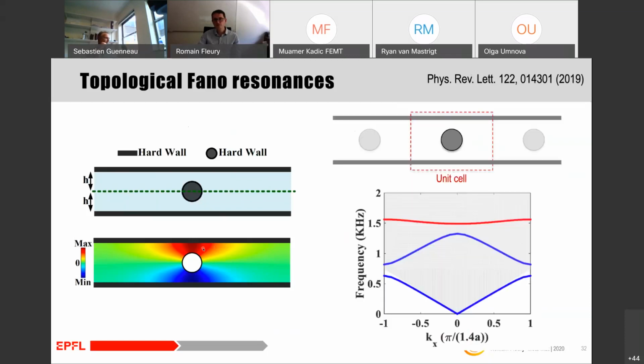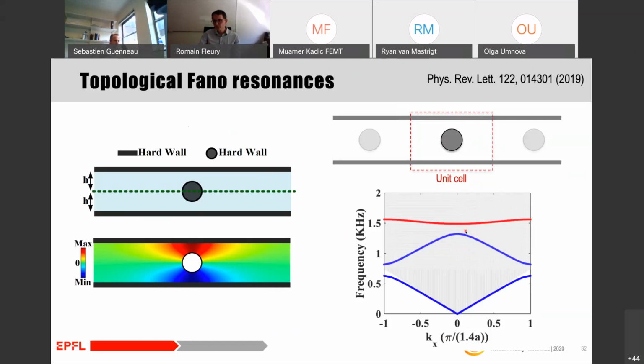So let's consider first what happens when you have a periodic array of such rods. So that's my unit cell, and I just look at the band structure. I have two kinds of bands, the blue and the red. The blue is my usual Bragg band, okay? It corresponds to even modes that are created by multiple scattering. This is what I just showed just before in this talk.